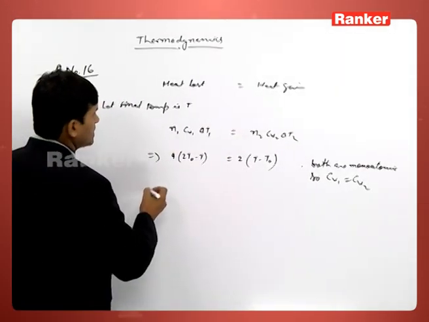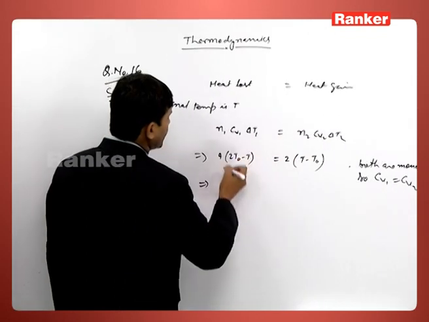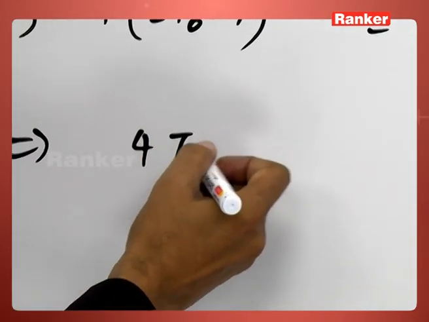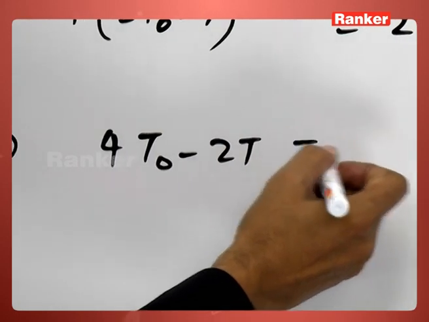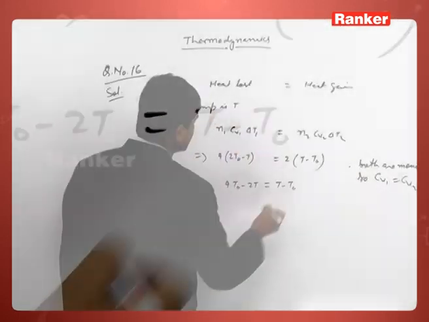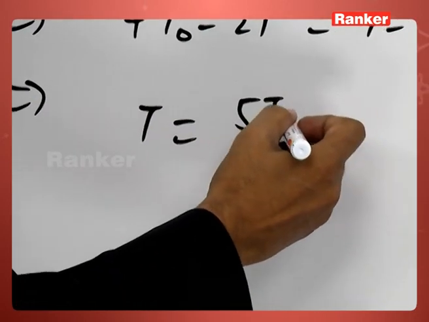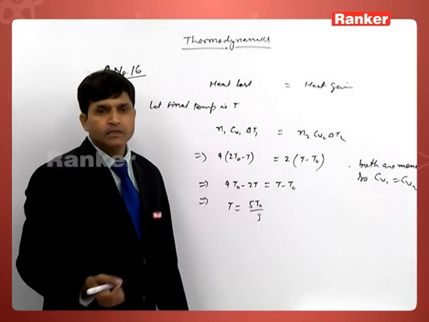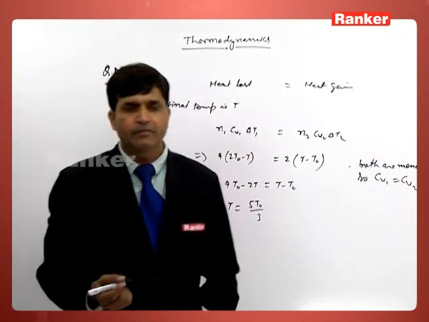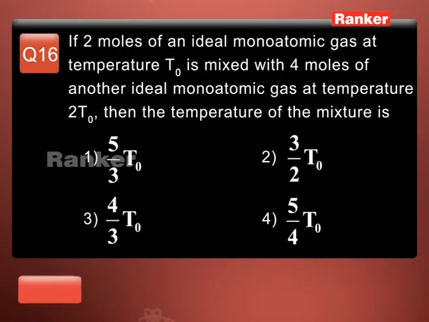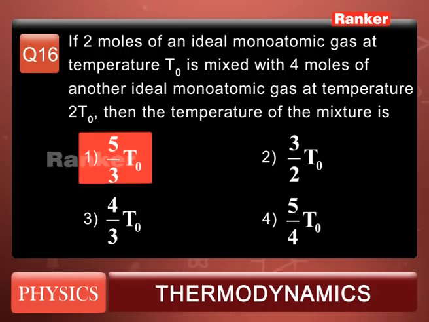Now we can simplify. 2 and 2 cancel here. 4 T0 minus 2T is equal to T minus T0. So T is equal to 5 T0 by 3. Final temperature is 5 T0 by 3. The correct option is option number 1.